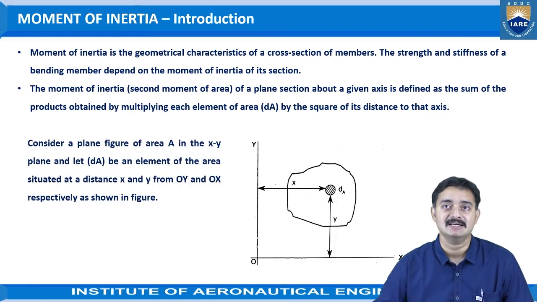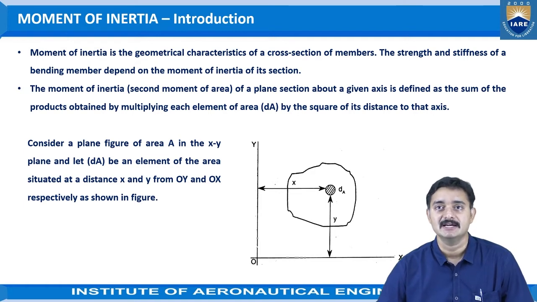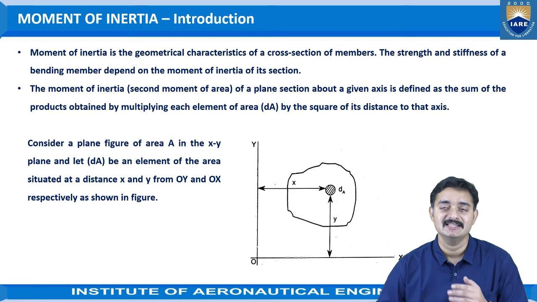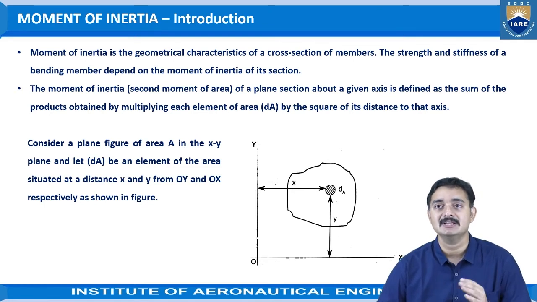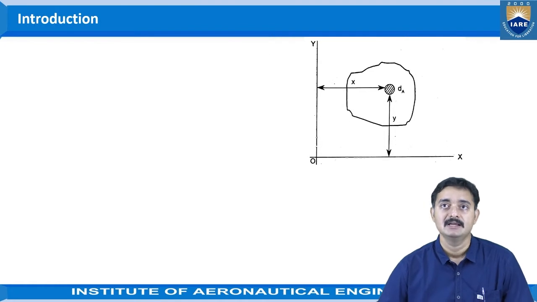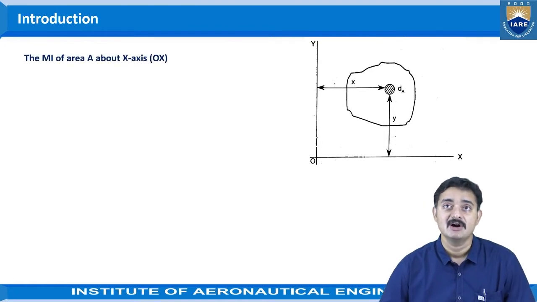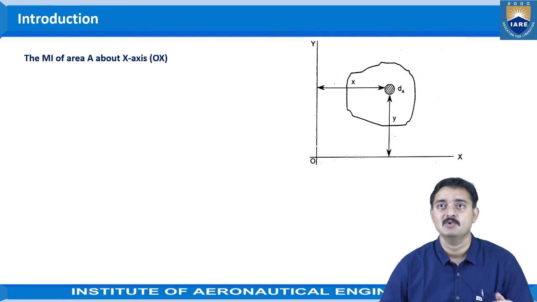Now let us consider a plane figure of area A here in the XY plane, and let dA be an element of the area situated at a distance x and y from OY and OX respectively, as shown in the figure. So that dA is the small elemental area we are going to consider, and we will be considering it for the whole length. Then the moment of inertia of area A about the x-axis, OX, is given as Ix.